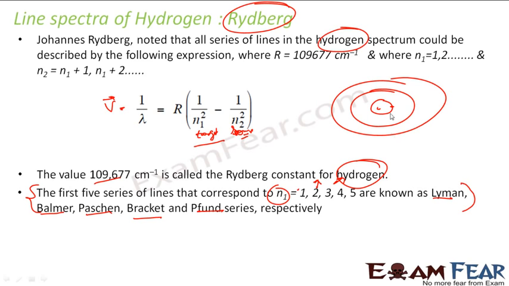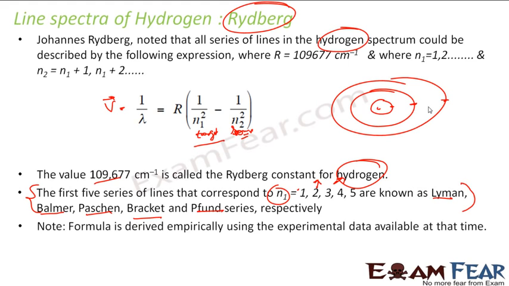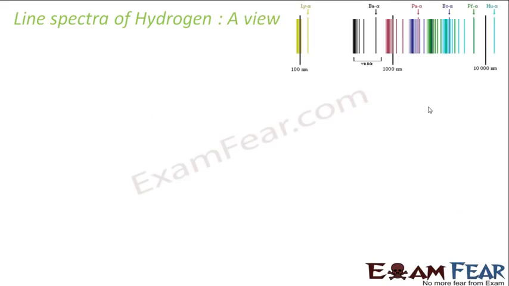If it is the second orbital, they call it Balmer. Third orbital, they call it Paschen. We'll see this in the next slide. And again, please note, this is also from the experimental data at that point of time. So we'll see an overview of that.